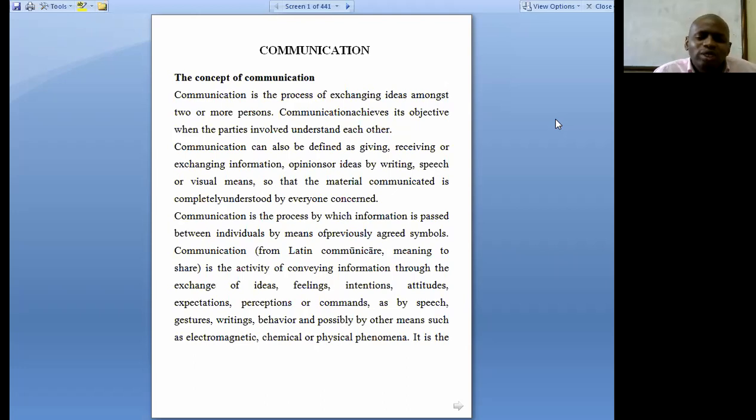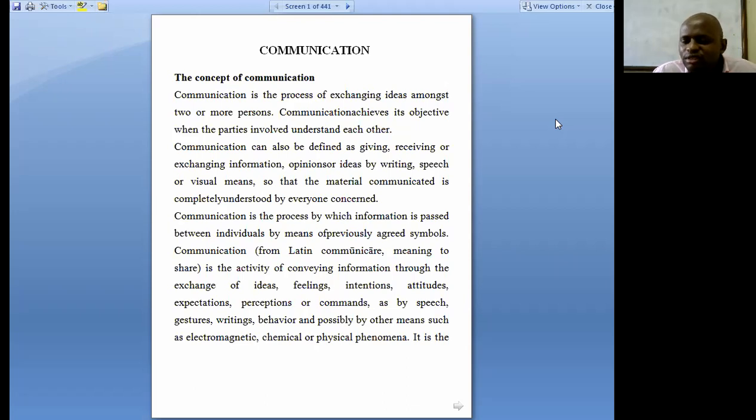So you must be able to exchange an idea or a feeling or an intention or your attitude, and at the end of the day, expectation, what you expect, what you perceive, or what you command, by a form of giving a speech, or you can also use gestures or signs, or sometimes you can be forced to write or have a certain behavior that will have a meaning.